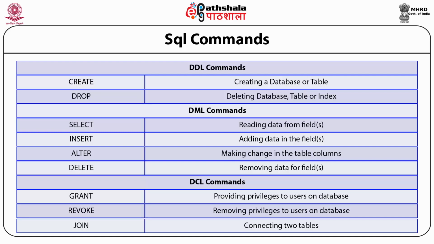Similarly, we have DCL commands. That means we can give permissions to certain users using the grant command. We can remove privileges given to users through the revoke command, and there is a command called join, which can join two tables together and you can read the data.